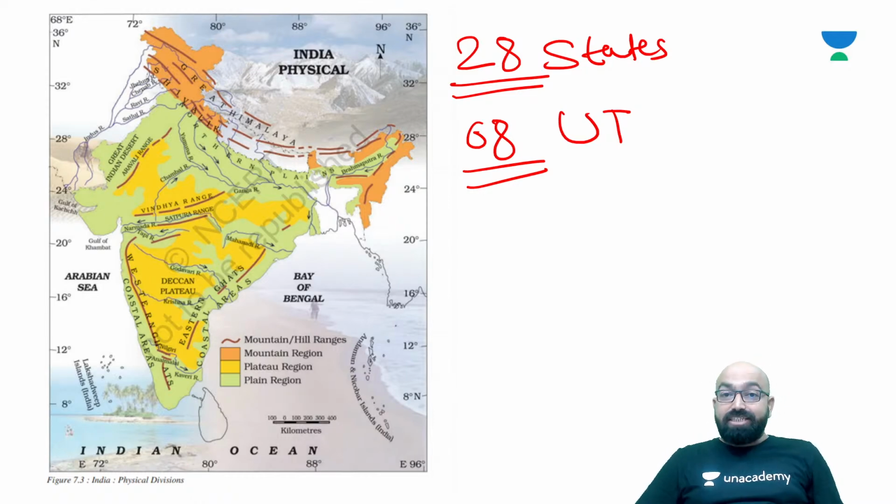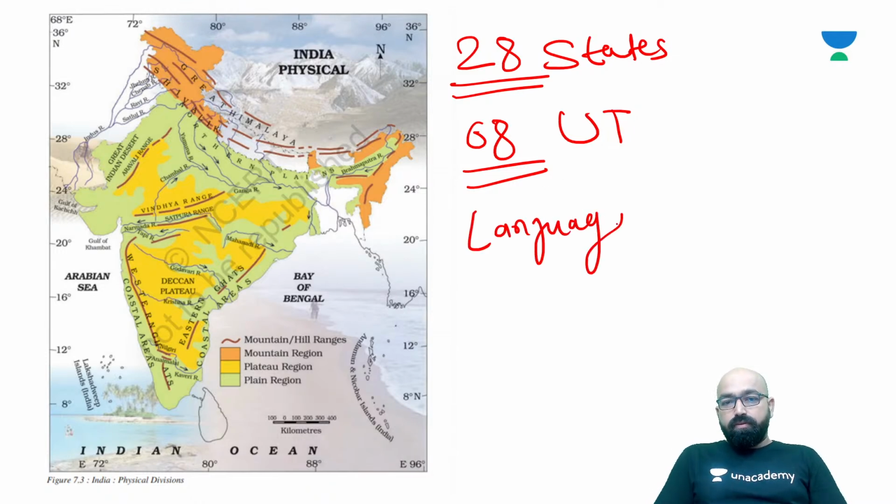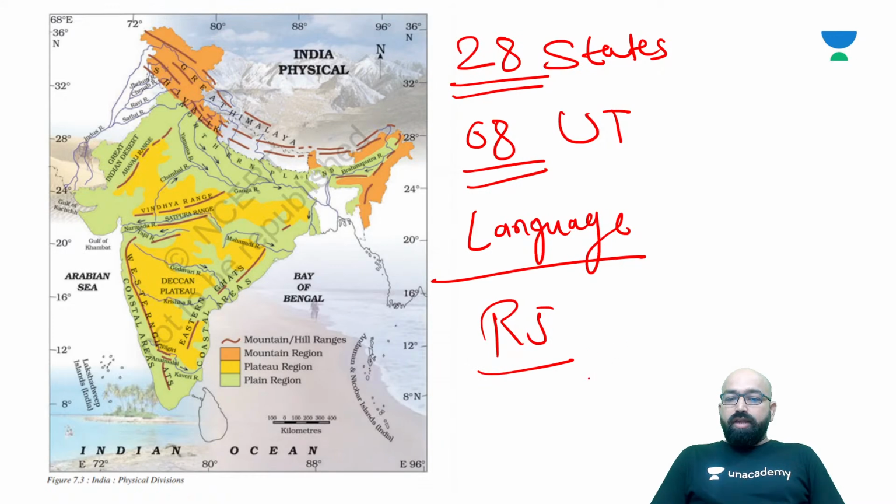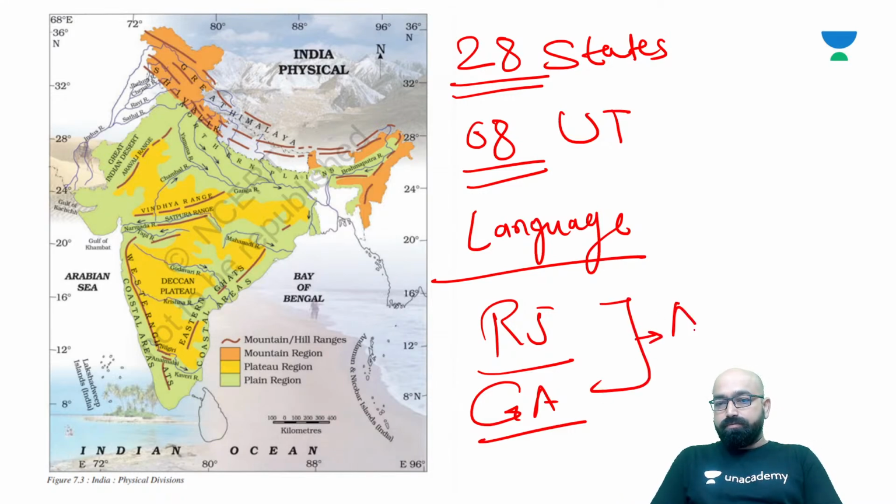So friends, Delhi is the national capital. The states have been formed mainly on the basis of language. Rajasthan is the largest state and Goa is the smallest state in terms of area. After that, the states are divided into districts.